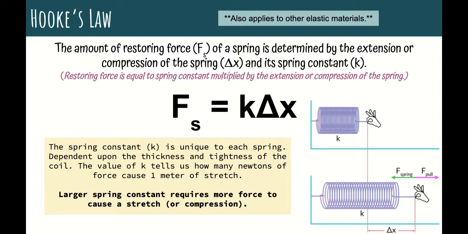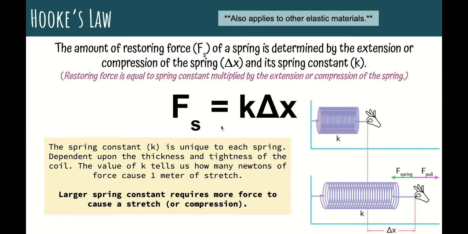Okay, so the unit for this is a capital N / lowercase m. What this unit is telling us is that the spring constant is the relationship between force and stretch or compression. The value of K is going to tell us how many newtons of force cause 1 meter of stretch. So therefore, the spring with a larger value for K, a larger spring constant, is going to require more force to cause a stretch or a compression.